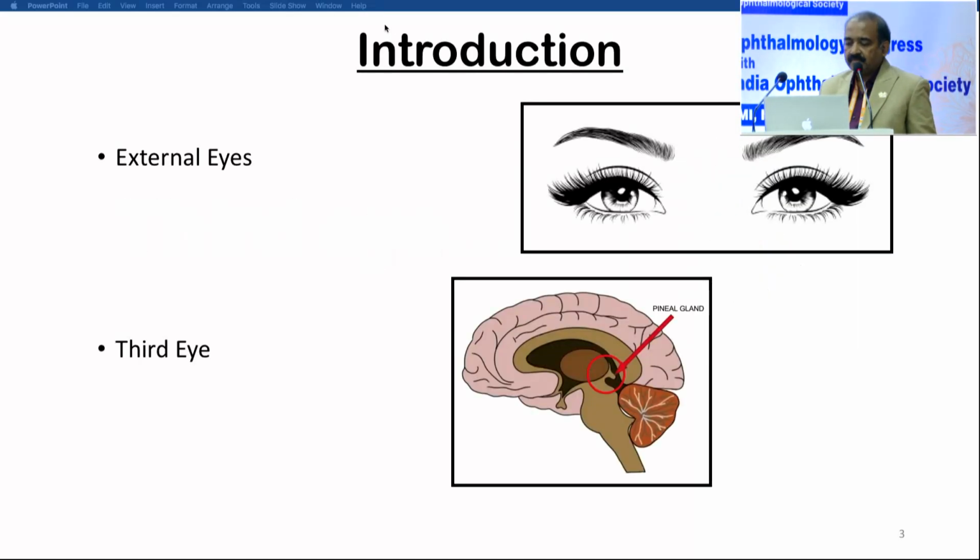As ophthalmologists, we know that the two external eyes receive light energy, convert it to electrical energy, and send signals to the occipital lobe, making us see the world around us. But there is one more organ that receives light energy through the ganglion cells of the retina and makes us get insight. That organ is the pineal gland, also known as the third eye.